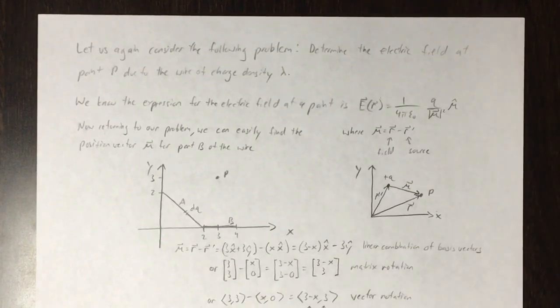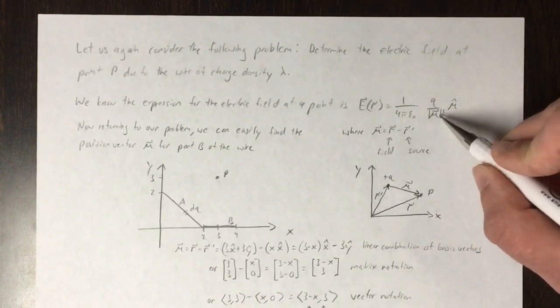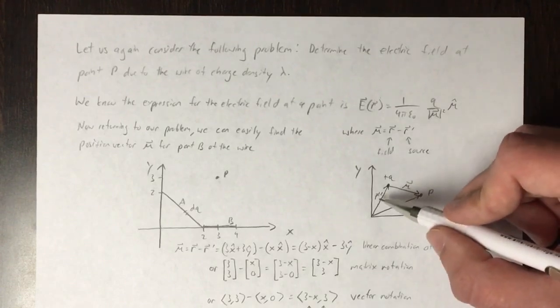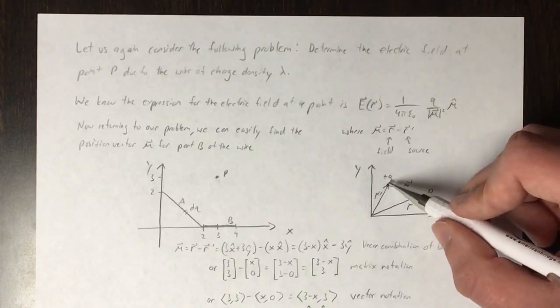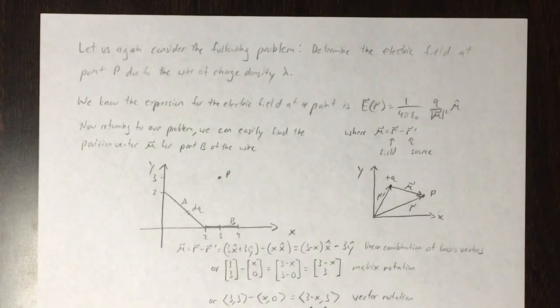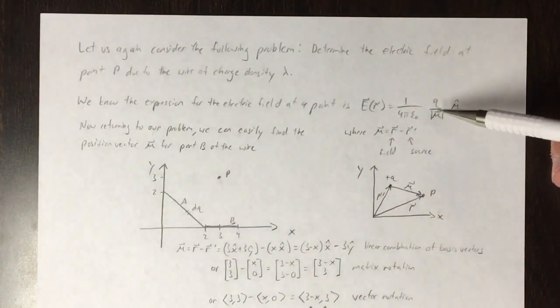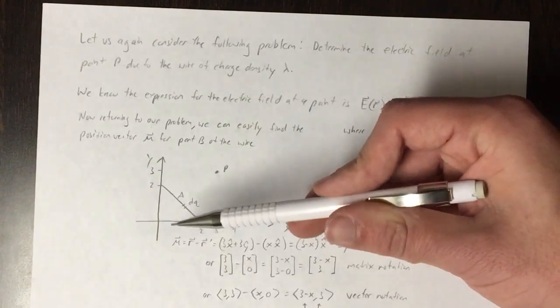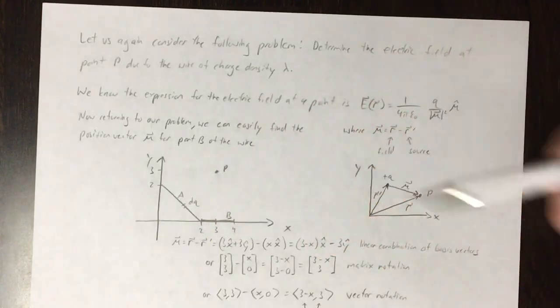And you'll note in an introductory class, usually for this vector here, this script R, you just use the R vector because you let the R prime vector be the zero vector, which means you're placing the point charge at the origin, which is easy, and they do that for simplicity. But here we can't do that. We need to use this script R vector because you notice that our charge distribution here is not at the origin. It's along these wires.